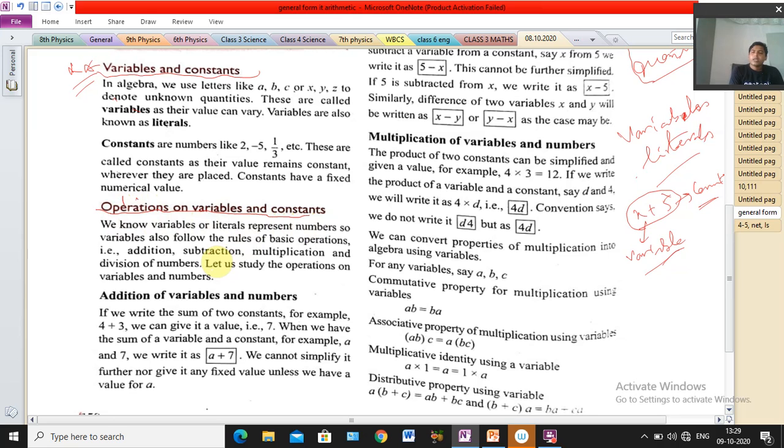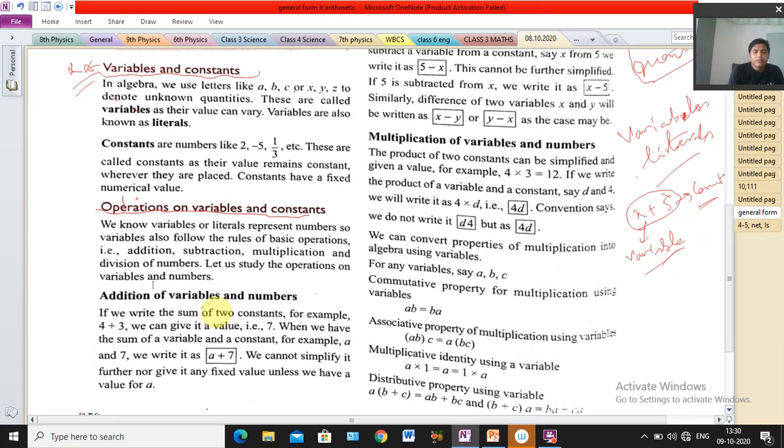Okay, so I told you that another name for variables is what, sir? Literals. Okay, literals. So here we are basically using addition, subtraction, the four operations. I discussed this already. Addition, subtraction, multiplication and division, this type of operations we are doing. Clear? We are doing. Okay, next.